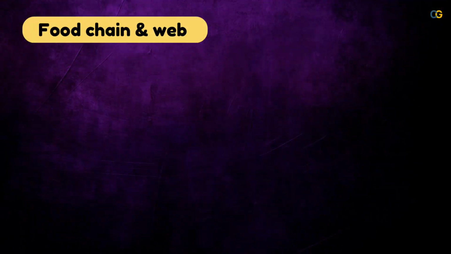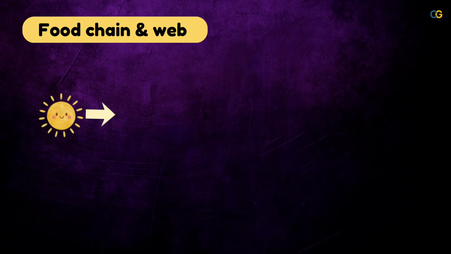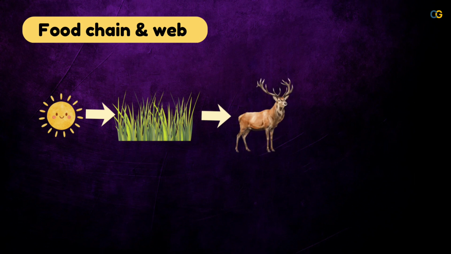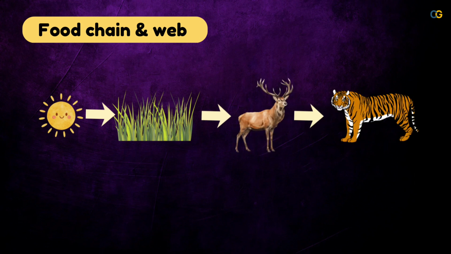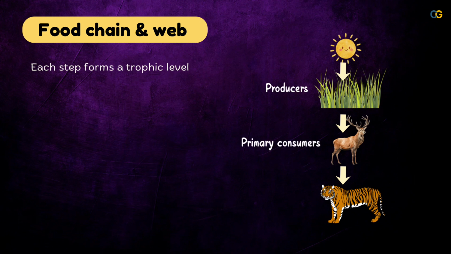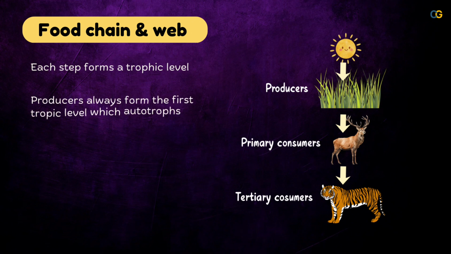Let us understand how a food chain works. The light from the sun is used by grass to build energy, which is eaten by the deer, and in turn, the deer is eaten by the tiger. So each step of the food chain forms a trophic level, such as producers, primary consumers, secondary consumers, or tertiary consumers. Producers are always the first trophic level, which are autotrophs, as they convert the sun's energy into nutrition.